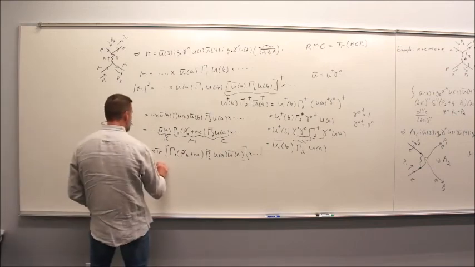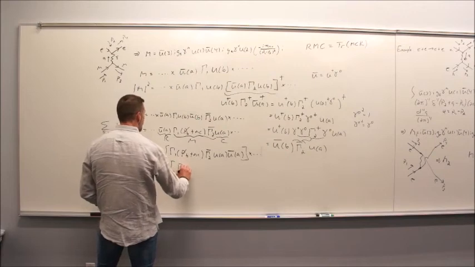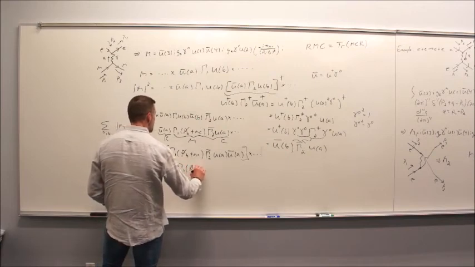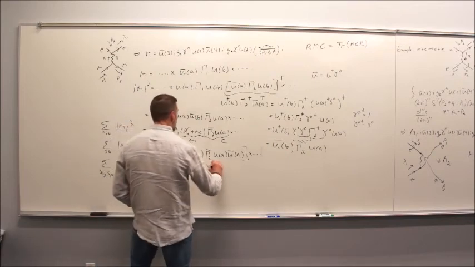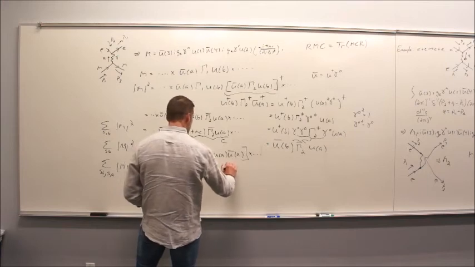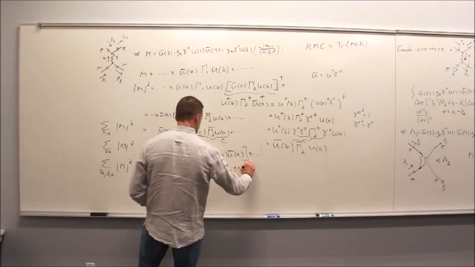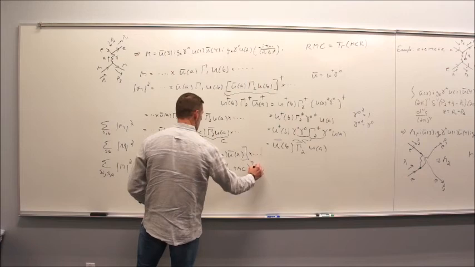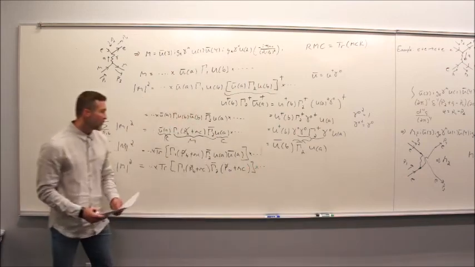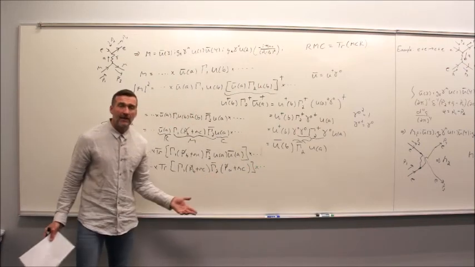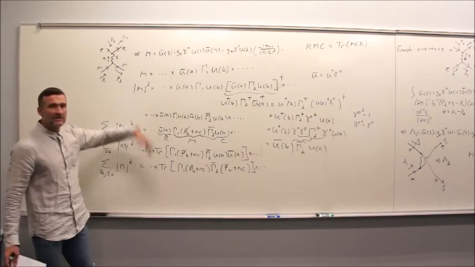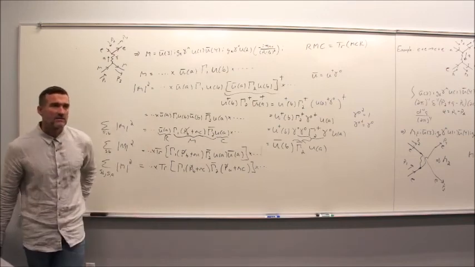So at the end of the day, this is going to become the trace of gamma 1 (P slash B plus MC) gamma bar 2 (P slash A plus MC). In principle, these M's could be different. They would have labels. But since everything here is electrons, these are all electron masses.